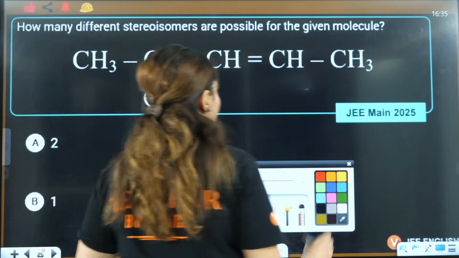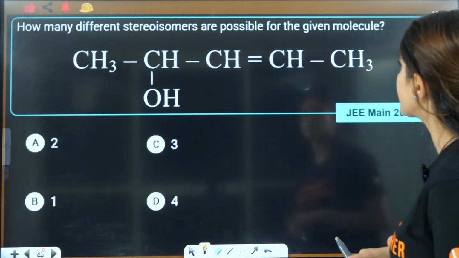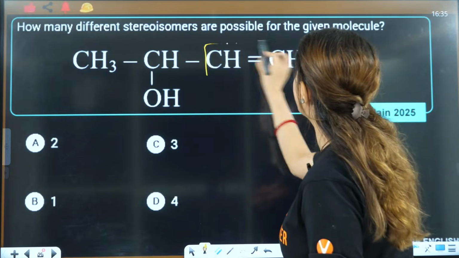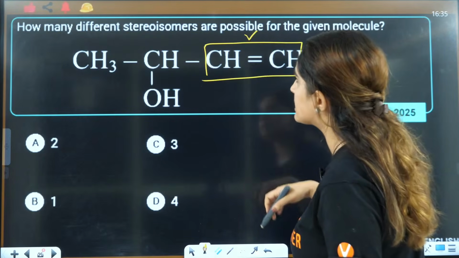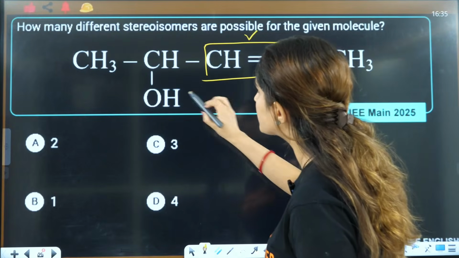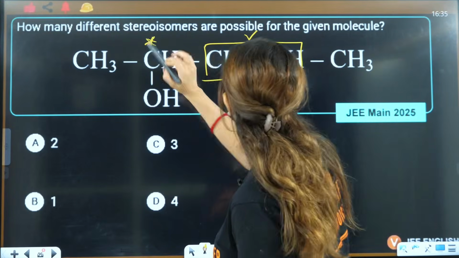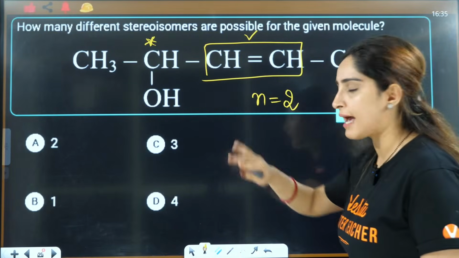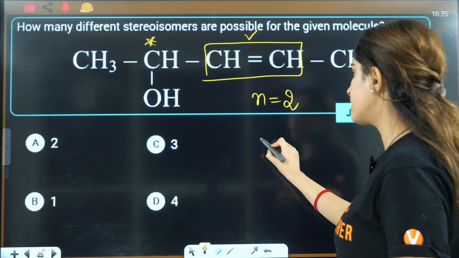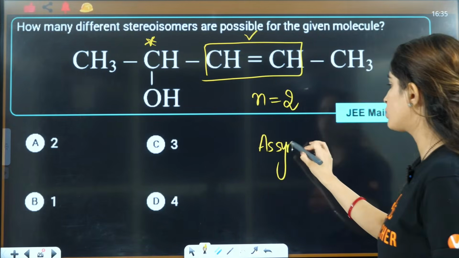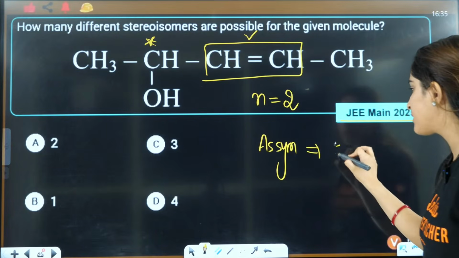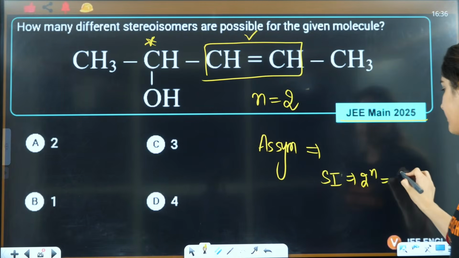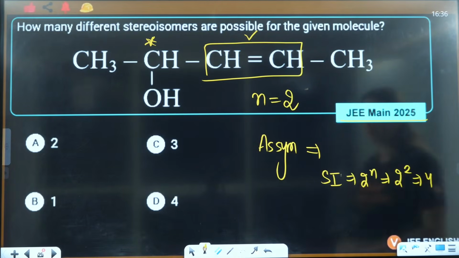Next question is, how many different stereoisomers are possible for the given molecule? If you see this here, this double bond will give you a GI site, right? Stereoisomers they are asking you, this is going to show a chiral center, right? So number n will be 2, one is GI, one is chiral, and it is an asymmetrical molecule, and this was asked in 2025, right? So the stereoisomers will be 2 raised to power n, that is 2 raised to power 2, that is 4, right?